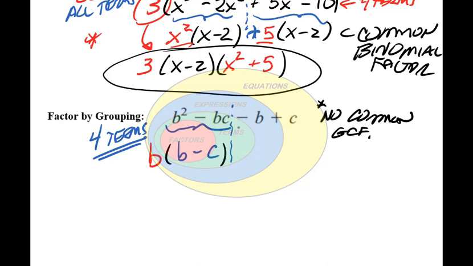The second grouping has no common factor, but it starts with a negative, so we are going to factor out a negative 1 from the 2 terms. If we think about factoring out a negative 1, what would be left? Negative 1 times b for the first term, and then negative 1 times negative c to get positive c back. So there are common binomial factors.